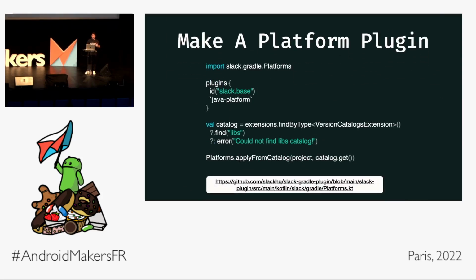And the last big one is making a platform plugin. So if you've ever worked with a BOM, this is kind of like the Gradle project equivalent of that. It's the same concept, and it's useful for enforcing the same version across your projects. So we built one that enforces one given a version catalog, which is pretty neat because that's where you're declaring all your dependencies. You can find the implementation for that here.